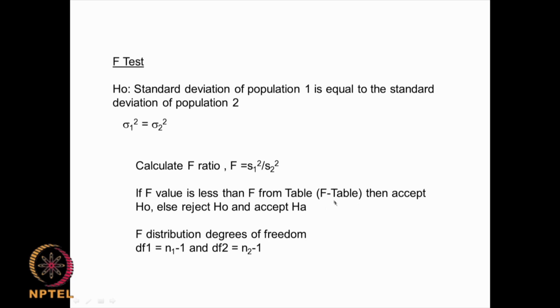So, there is a table called the F table, for 95% or 99% you will get an F value, and if the table F value is greater than the F you calculate, then you accept H naught. If the table F value is less than the F you calculate, you reject H naught and accept HA. For different degrees of freedom, the degrees of freedom for data set 1 is n1 minus 1 if you have used n1 samples, and degrees of freedom for data set 2 is n2 minus 1 if you have collected n2 samples. That is called the F test.